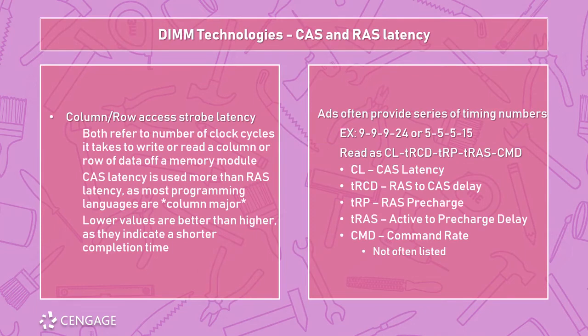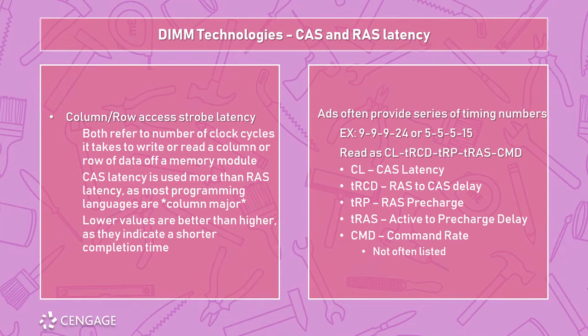We also talk about the concept of latency when we talk about memory, how quickly something is able to transition into or out of the RAM to its intended destination. So we talk about column and row access strobe, CAS and RAS. Both of these terms refer to the number of clock cycles it takes to read or write a column or row of data from a memory module. Now, because most programming languages, especially things like assembly, machine-based languages, are column major, meaning that they read columns before rows, CAS latency is used more often. Now, lower values are better, and they indicate a shorter completion time. Latency is all about delay. So if we have a high latency, that means that there's a lot of delay going on, not something we want to see.